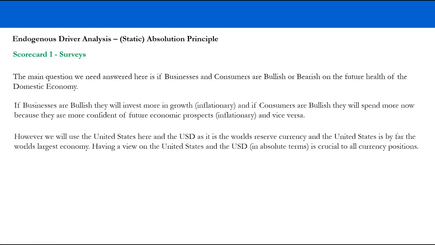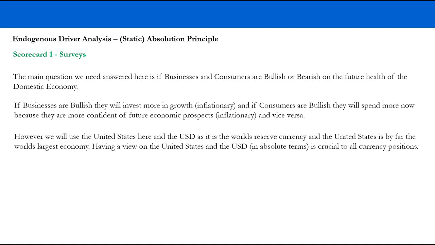And with surveys, the main question that we need answered all the time is if businesses and consumers are bullish or bearish on the future health of the domestic economy. So if businesses are bullish, they're obviously going to invest more in growth, and this is inflationary. And if consumers are bullish, they're going to spend more now because they are more confident of their future economic prospects, and that's inflationary. And if the opposite occurs, then obviously we have deflationary predictions.